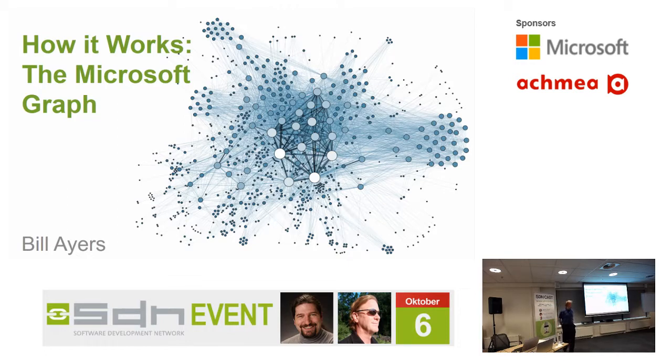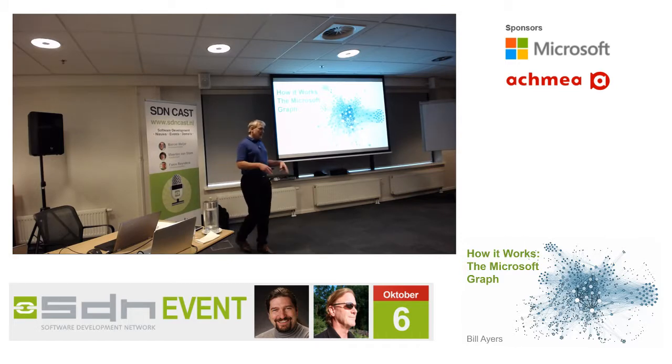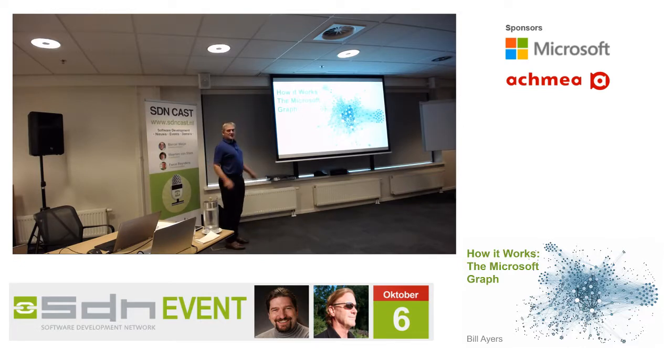This is the second session I'm doing today on the Microsoft Graph, how it works. So we'll talk a little bit about the Microsoft Graph, what it is, what its purpose is. We'll see a few examples of using it, and we'll look at a little bit of the underlying technology, particularly around authorization, which can be a little bit scary. So, a better understanding of how that works. I hope this is going to be useful.